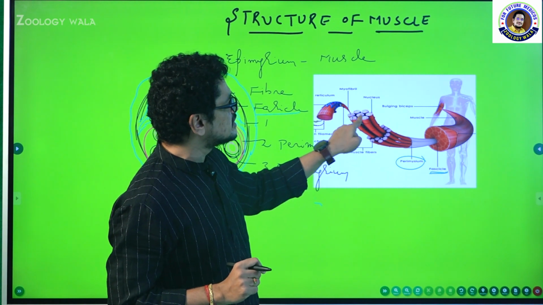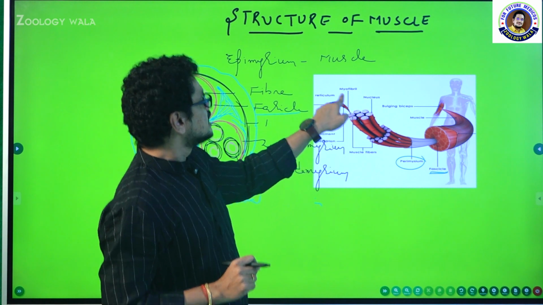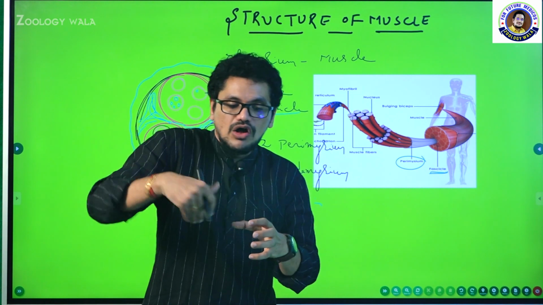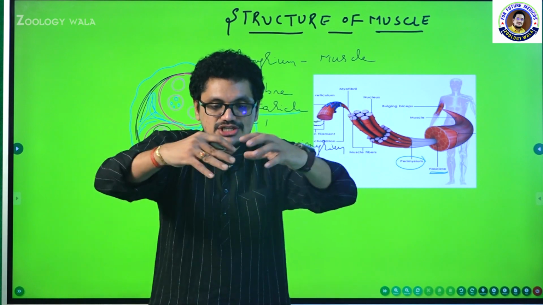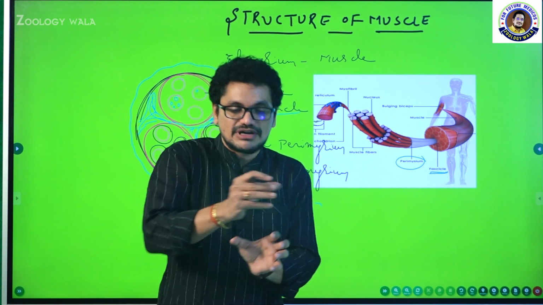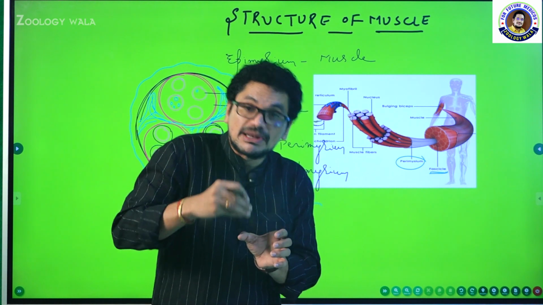So each and every one, this is a fiber. Inside the fiber, fibrils are present. A number of fibers are present, like this individual muscle fiber, and all the fibers are enclosed. Inside the fiber, fibrils are present.